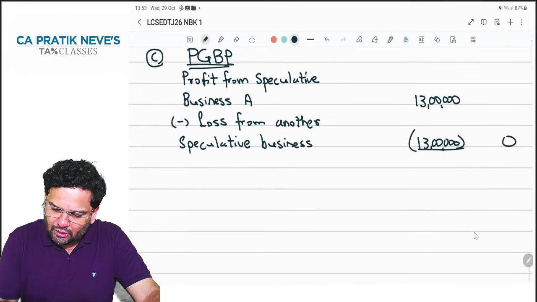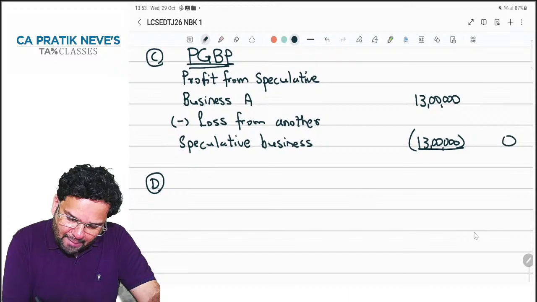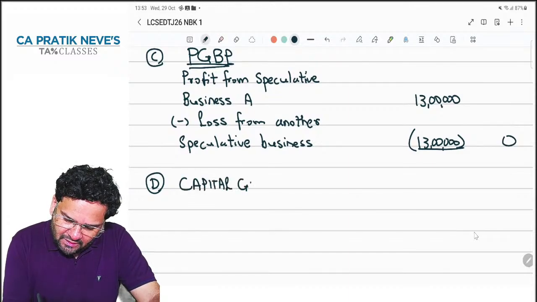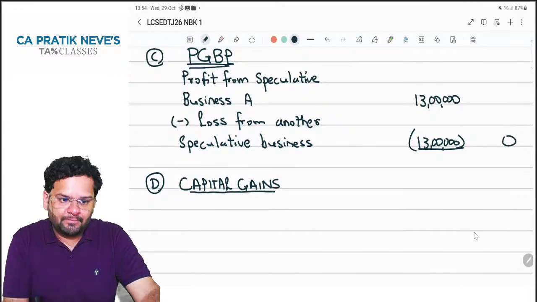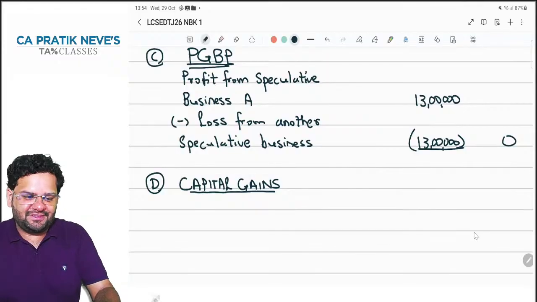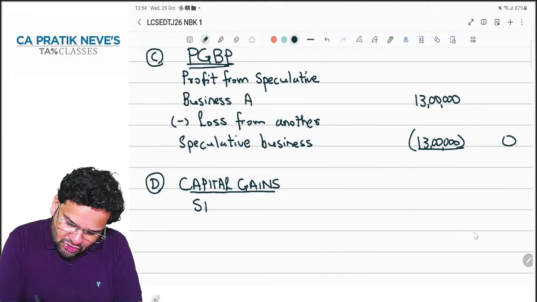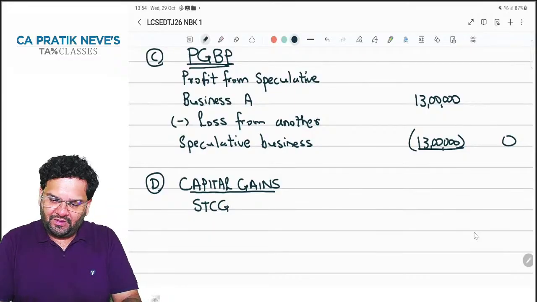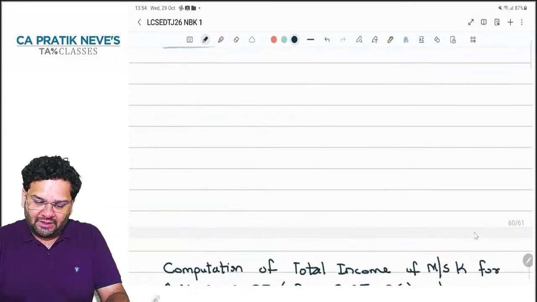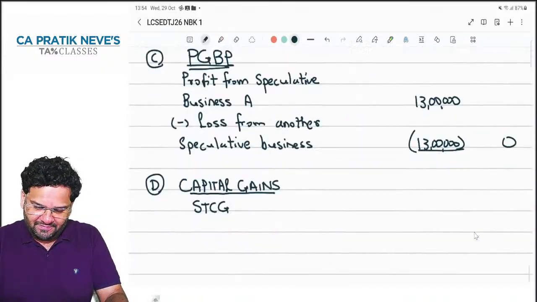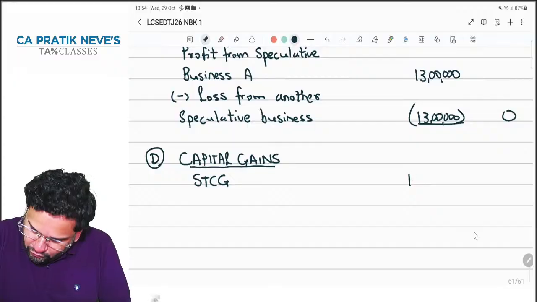Now write down D point, capital gains. Tell me when all of you are on capital gains. In capital gains, we'll go ahead and write short term capital gains. Now what is your short term capital gains? 14 lakh rupees. So right there, 14 lakhs.